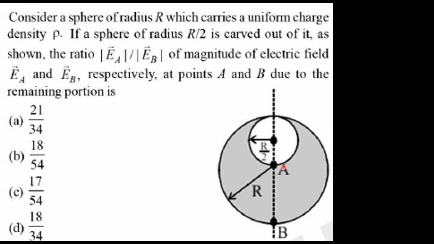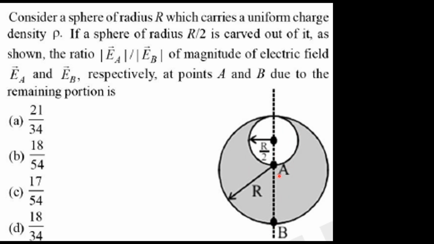So point A is on the surface of the sphere having radius r by 2, and for the bigger sphere A is the center point. For the bigger sphere point B is on its surface, while for the small sphere point B is at a distance 3r by 2. You can say this is r and this is r by 2. 3r by 2 is the distance. So this is an external point for the small sphere.